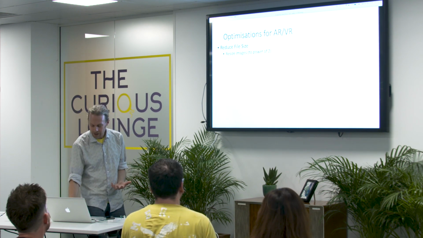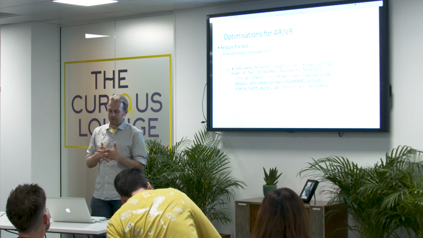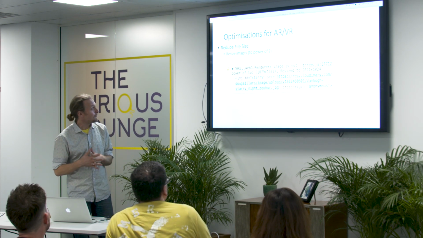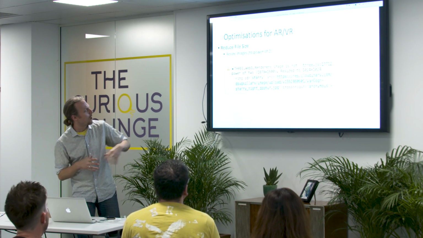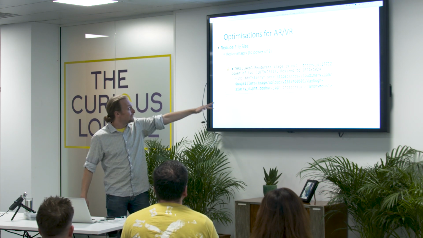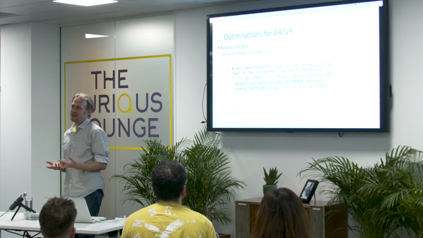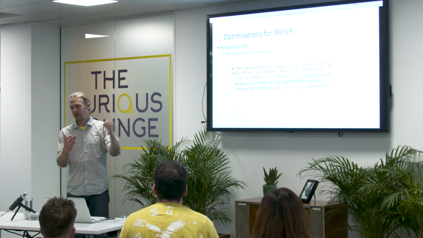Now, one interesting thing is A-Frame is built on top of three.js, and one of the rules of three.js is that all images have to be sized to a power of 2. So in this case, it's taking my image and resizing it to 1024 by 1024. My phone can do that. Our computers can do that.